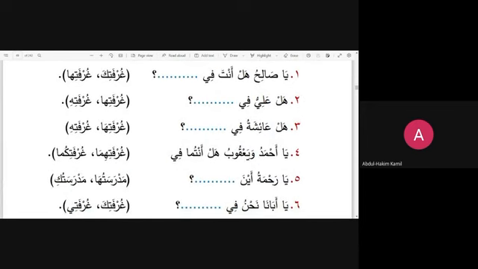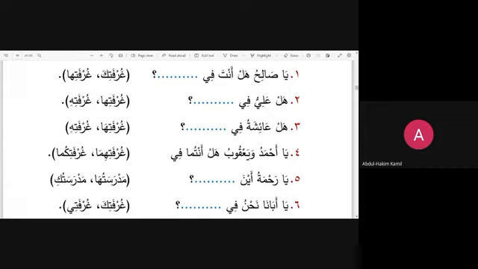Ya Saleh, hal anta fi ghurfatika? Ghurfatika. That's good. Just abbreviate. You don't have to write the whole thing. Very good. That's accepted. Ya Salih, hal anta fi ghurfatika? What does this mean, Isa? Are you in your room?